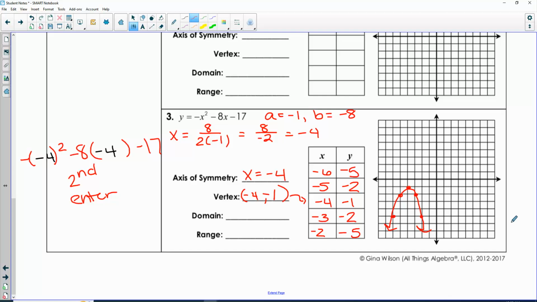So from this, what's my domain every single time? All real numbers. Okay, this one, because it opens down, my range is less than or equal to. So if it opens up, your range is always greater than or equal to because it's going up. If it's going down, it's less than or equal to. Then that highest y value is just the y value from our vertex, which is -1.